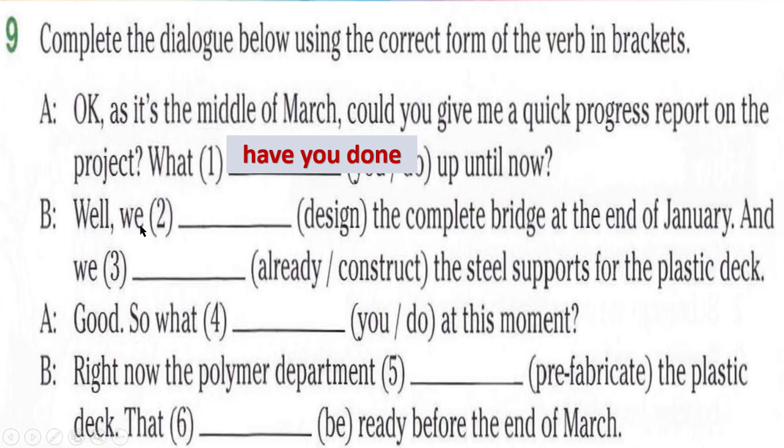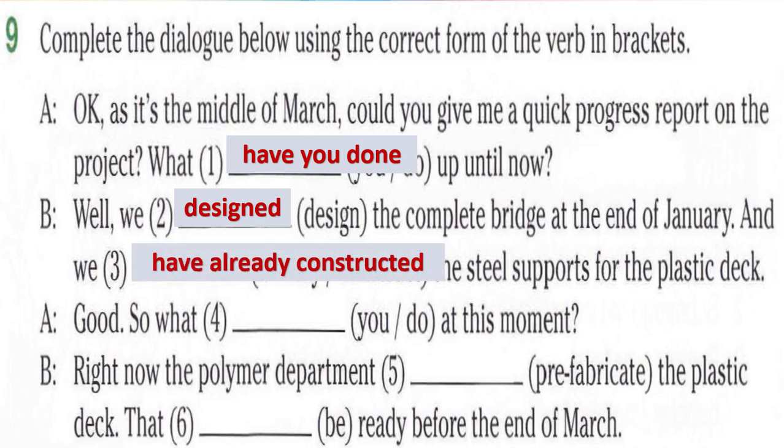Well, we designed the complete bridge at the end of January. Here, they are in March now, and they are talking about something which happened in the past, so we have to use the past simple. We designed. Good. And we already constructed. Already. What tense do we use with already? Good. Present perfect. Have already constructed.